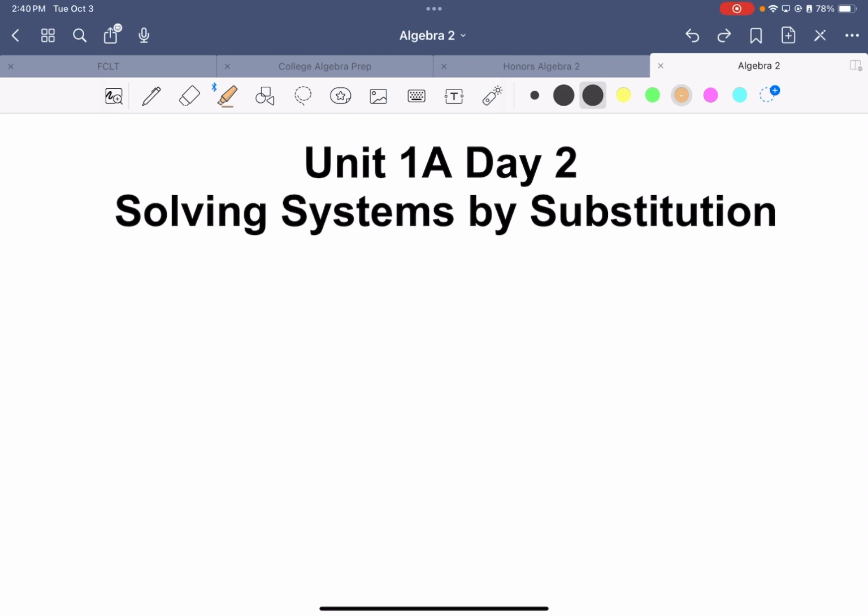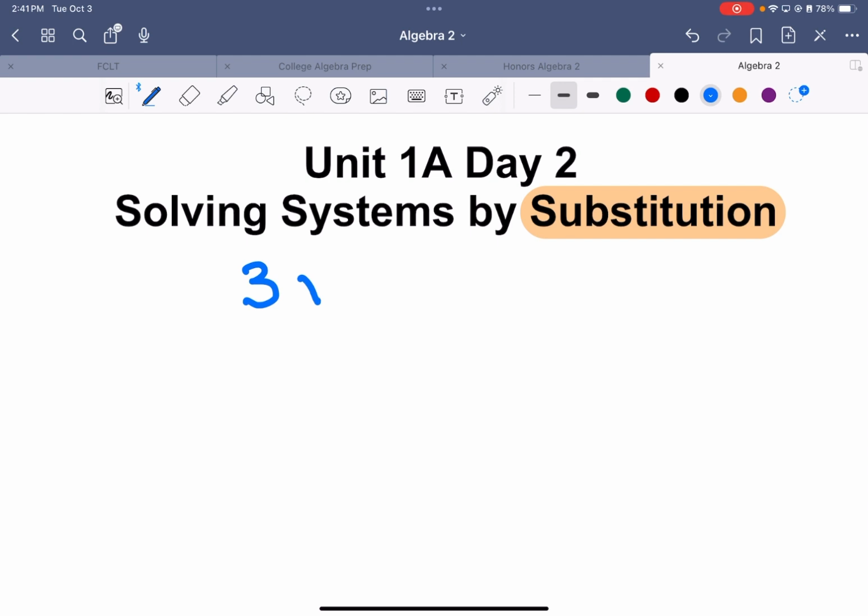systems of equations. So today we're going to talk about substitution and how we use substitution to solve systems of equations. This method is used quite often. It's probably not the most used one, but it works pretty well in given circumstances. Just to remind you what substitution is.